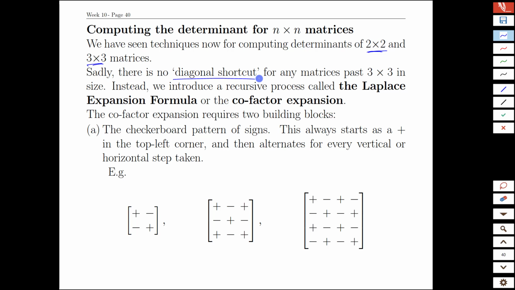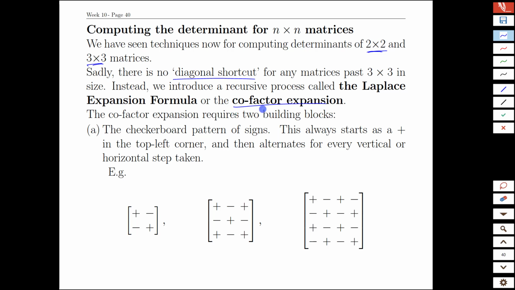In fact, we have to resort to something called the Laplace expansion formula, or it's also called the cofactor expansion approach. Now we're going to go through some of the underlying ideas here first, and then we're going to see it in context of an application. So don't get overwhelmed with what's going on the screen right now. Just wait until we see an example. I think it'll make more sense in that context.